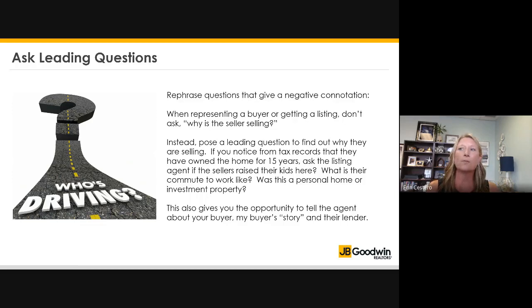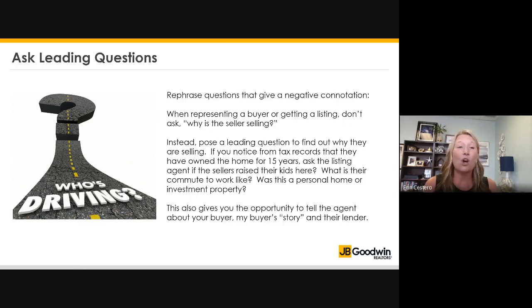If you notice from tax records that they've owned the property for 15 years, ask the listing agent if the seller's raised their children there. What is their commute to work like? Ask personal questions that will give context to why they might be relocating. Because we've all been at the receiving end of, why is the seller selling? It sounds like something's wrong.